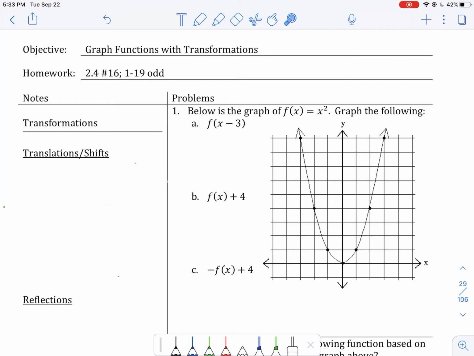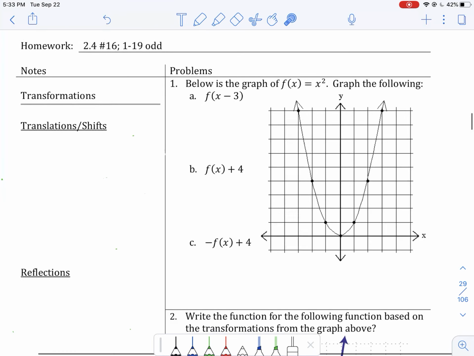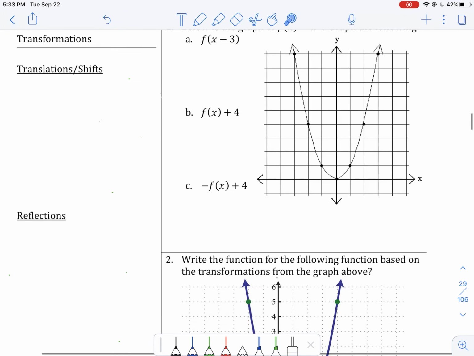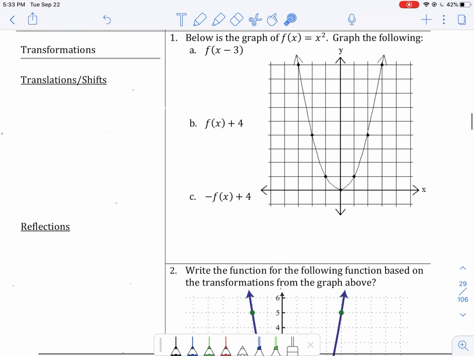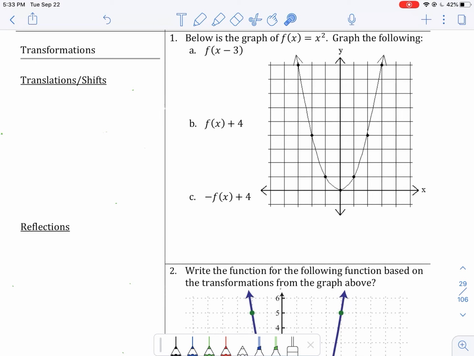Now, there's two main types of transformations that we're going to be talking about this unit. We're going to talk about translations or shifts, and we're also going to talk about reflections. So each of these has two types. And the first thing we're going to do is talk about the two types of translations. There are horizontal and vertical. You can tell that they are translations because they both have things being added and subtracted from them versus multiplied or divided or any other operation.